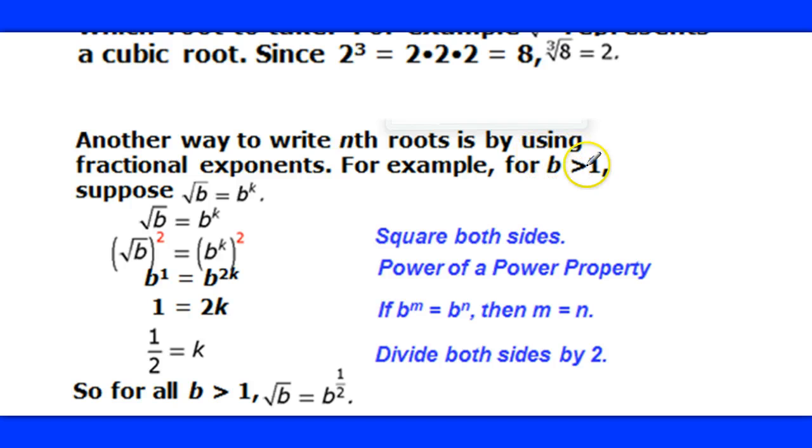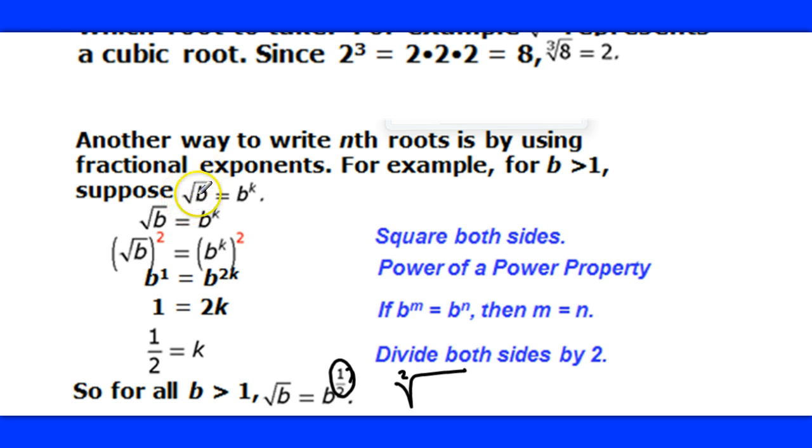If your b value is greater than 1, b is what you're trying to take the square root of, then the square root of b is equal to b to the, in this case, 1/2 power. That's what it means, okay? So the exponent 1/2 is the same thing as saying square root, and that's because there's an understood 2 in there. This is just a little explanation that shows how that works.